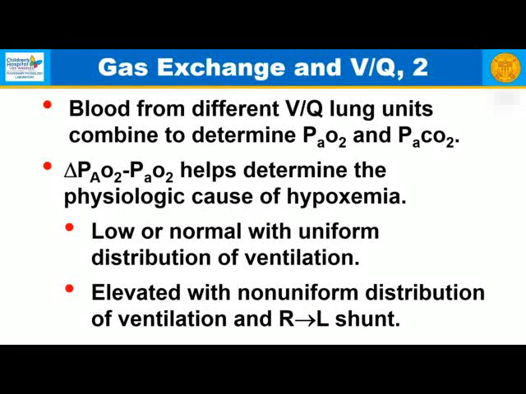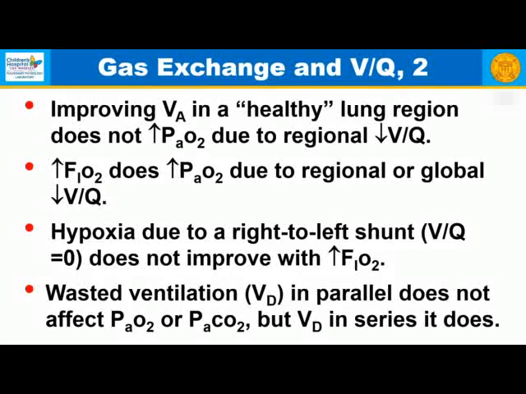The AAO2 gradient, or difference between alveolar and arterial O2, helps determine the physiologic cause of hypoxemia. Lower, normal AAO2 gradients occur with uniform distribution of ventilation. Elevated AAO2 gradients occur with non-uniform distribution of ventilation and with right to left shunts.